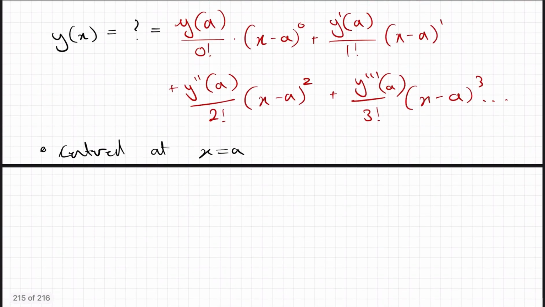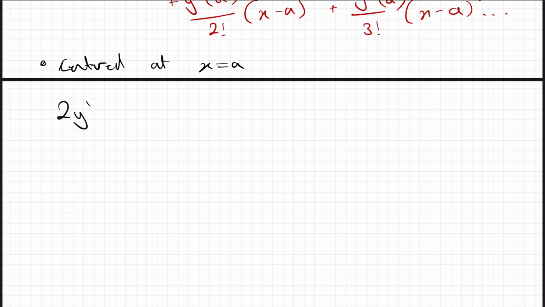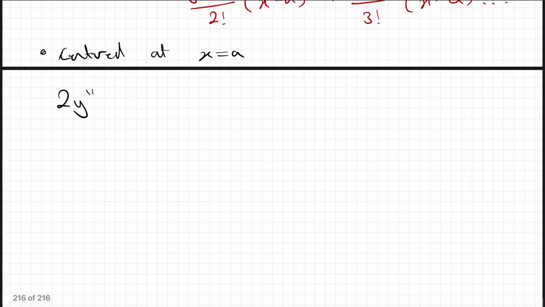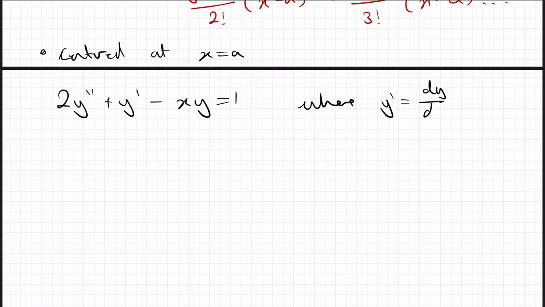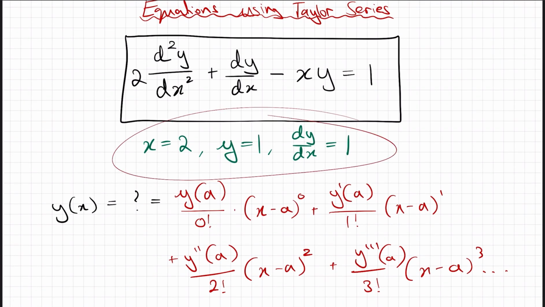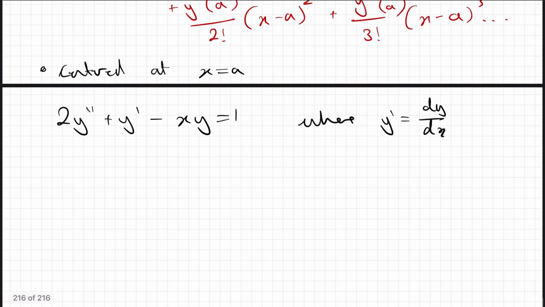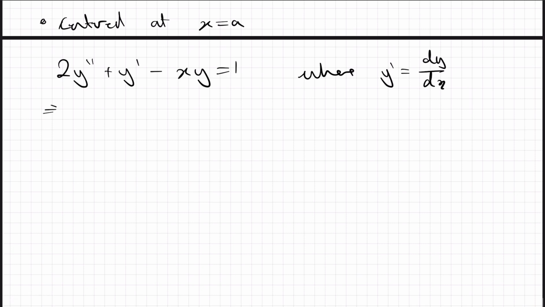So let's actually get started. First thing we have is I'm going to rewrite this as just 2y double dash plus y dash minus xy equals 1, where this is just a notation thing, y dash is dy by dx, just so it's easier. And now what I'm going to do is substitute these initial conditions into this equation so that we can get an equation of just y double dash. So after substitution, we'll get y double dash plus 1 minus 2 multiplied by 1 is equal to 1.